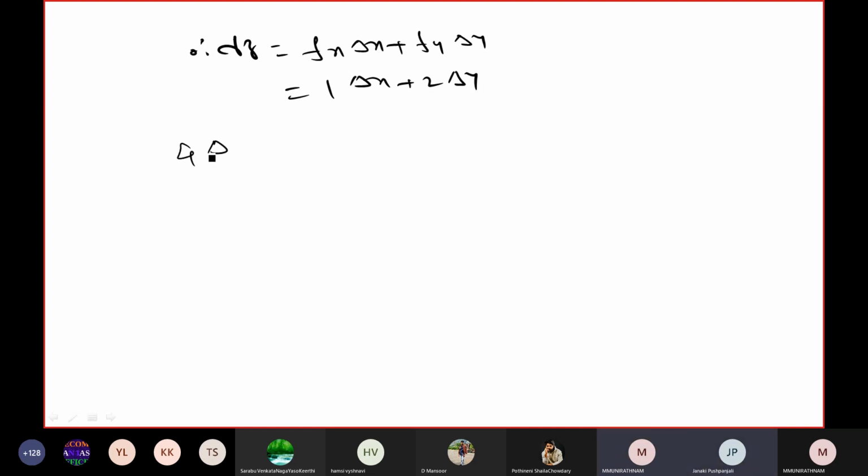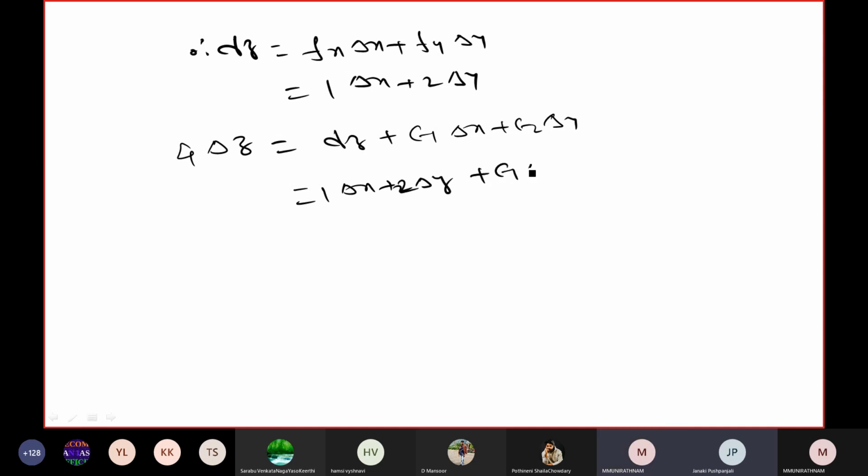And delta z equals dz plus epsilon 1 delta x plus epsilon 2 delta y. So this is 1 delta x plus 2 delta y plus epsilon 1 delta x plus epsilon 2 delta y.